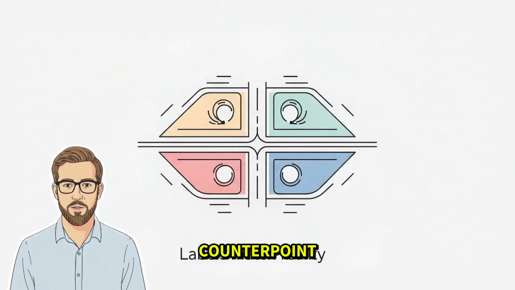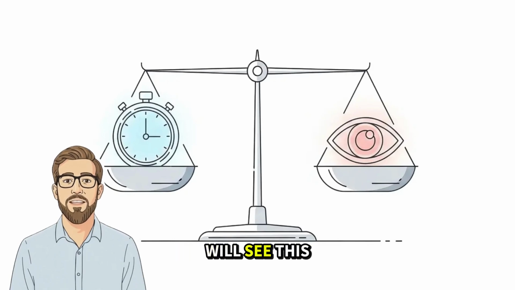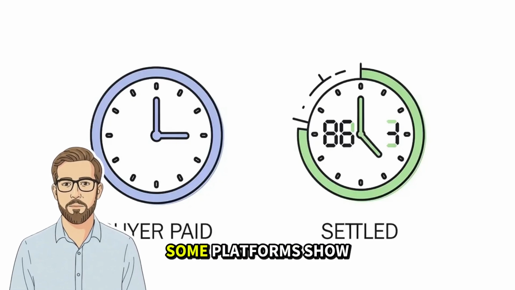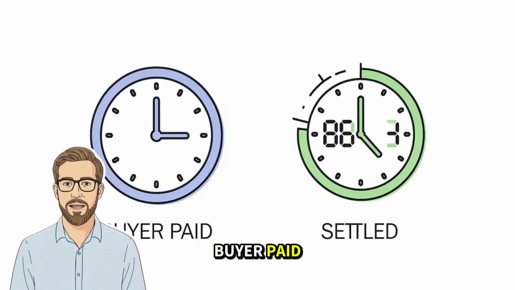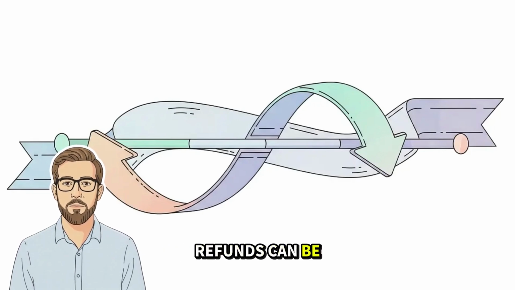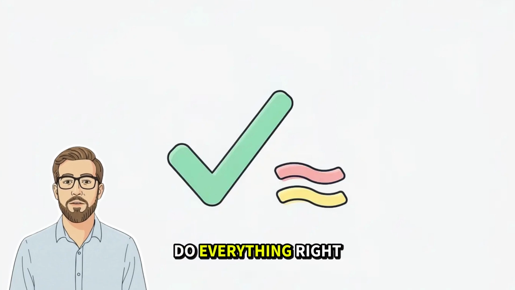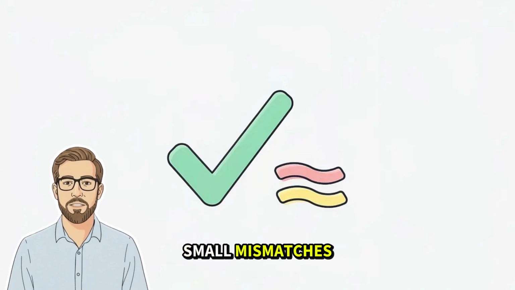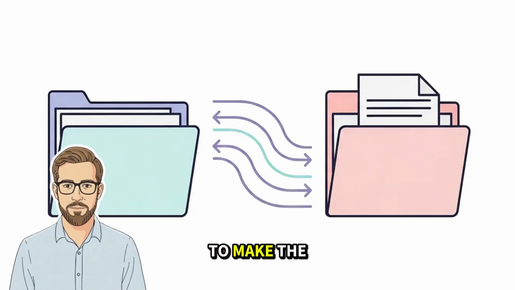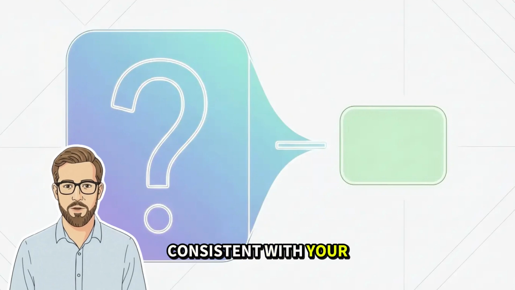Now, a quick counterpoint, because not everyone will see this the same way. Another reason a Form 1099-K can look weird is timing. Some platforms show payments when the buyer paid. Some show it when the transaction settled. Refunds can be processed later, so you can do everything right and still see small mismatches. So, the practical way to frame it is, you're not trying to make the form perfect. You're trying to make your reporting consistent with your records.